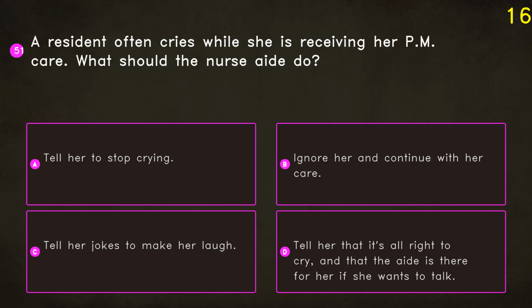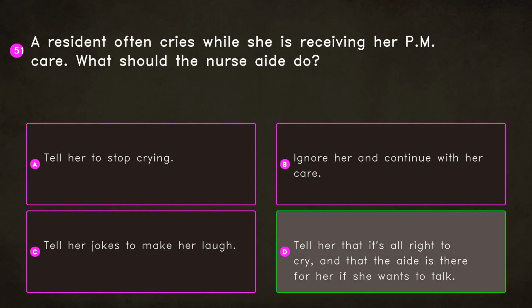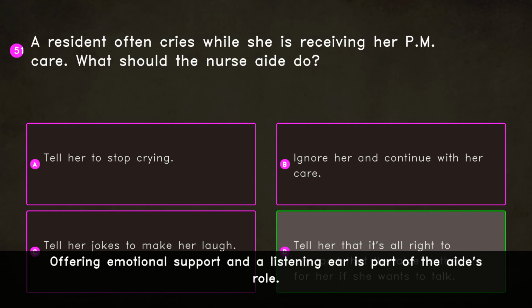Question 51. A resident often cries while she is receiving her PM care. What should the nurse aide do? A. Tell her to stop crying. B. Ignore her and continue with her care. C. Tell her jokes to make her laugh. D. Tell her that it's all right to cry, and that the aide is there for her if she wants to talk. The correct answer is tell her that it's all right to cry, and that the aide is there for her if she wants to talk. Offering emotional support and a listening ear is part of the aide's role.